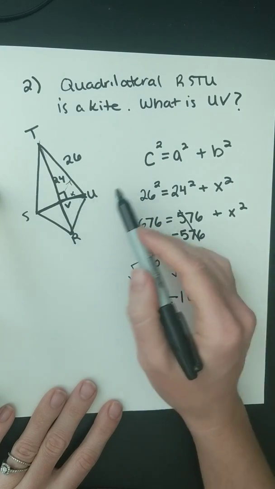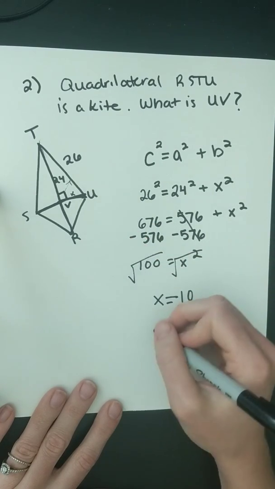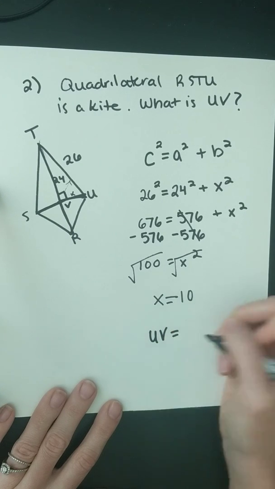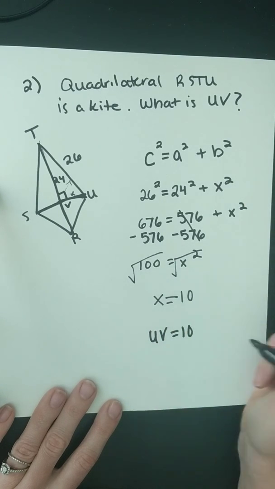If x is 10, we know that we represent x to be UV, and so when the question asks you what's UV, well, UV is just 10.